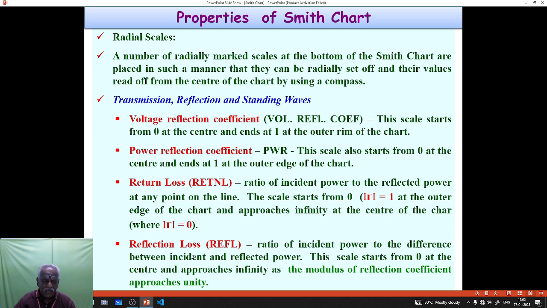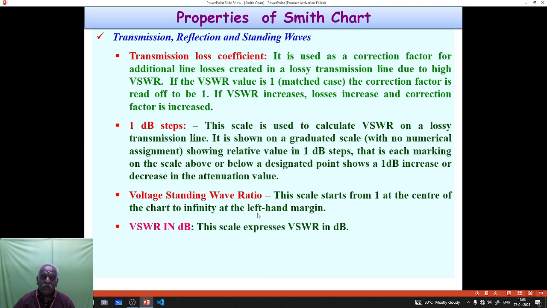Reflection coefficient, voltage reflection coefficient, and power reflection coefficient could be measured. Reflection loss is the ratio of incident power to the difference between incident power and the reflected power. This definition we have seen while studying the basics of transmission lines. This scale starts from 0 at the center and approaches infinity as the modulus of the reflection coefficient approaches unity.